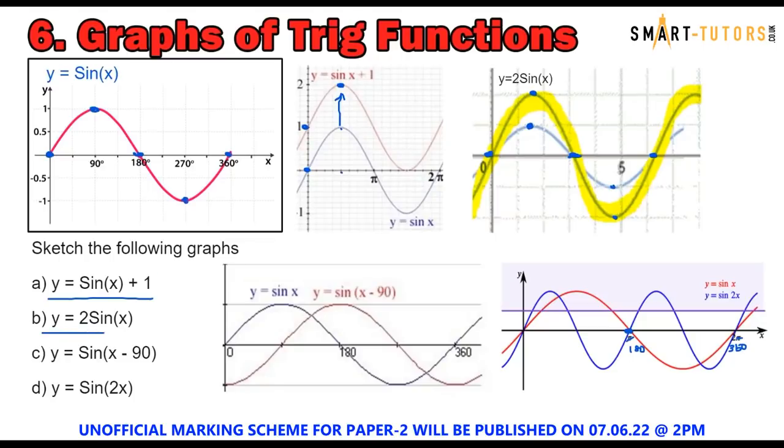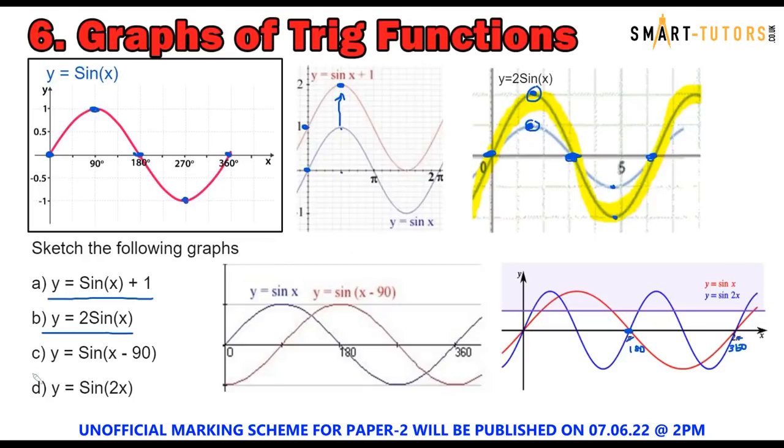Second one, y equals 2 sin x, which means the function is times by 2. Only the y coordinate is times by 2. So the peak point (90, 1) becomes (90, 2). All the x coordinates remain the same. So the graph is going to be stretched in the y direction, which is the yellow color curve.